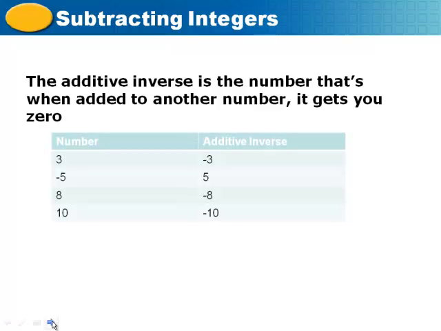For example, for the number 3, the additive inverse would be -3, because if I add together 3 and -3, I get 0. The same works with -5 and 5. If I add together -5 and 5, I get 0. So the additive inverse of +8 would be -8, and the additive inverse of +10 would be -10.